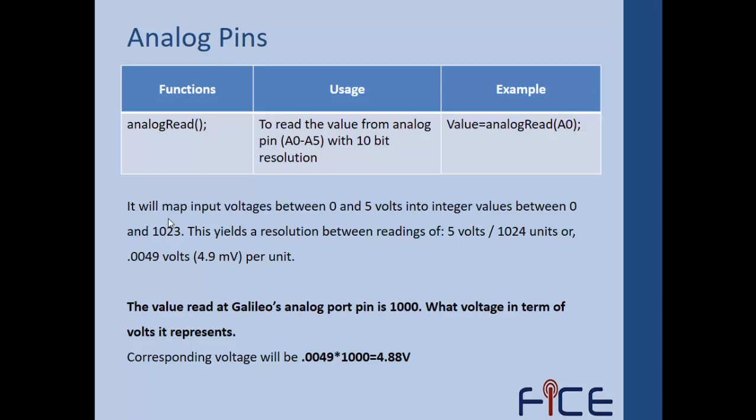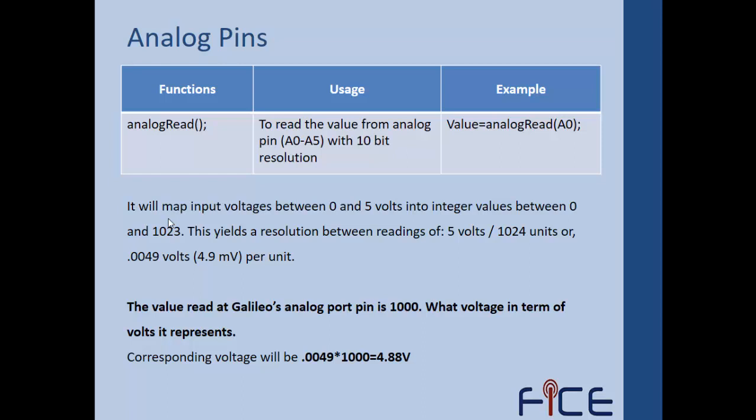We can take an example where you have interfaced one analog sensor and the value you are reading from the sensor is 1000, because the ADC converts that analog value into a digital value, so 1000 is returned. Now what is the corresponding voltage, how can we calculate it? We know each unit is 4.9 millivolts, so 0.0049 multiplied by 1000 gives about 4.88 volts. That is how we can read the analog sensor and convert it into voltage.